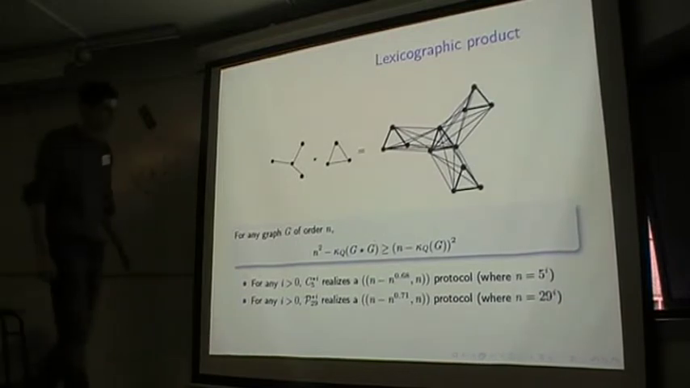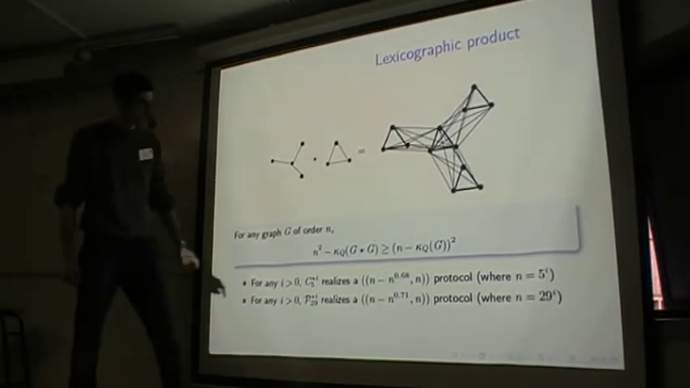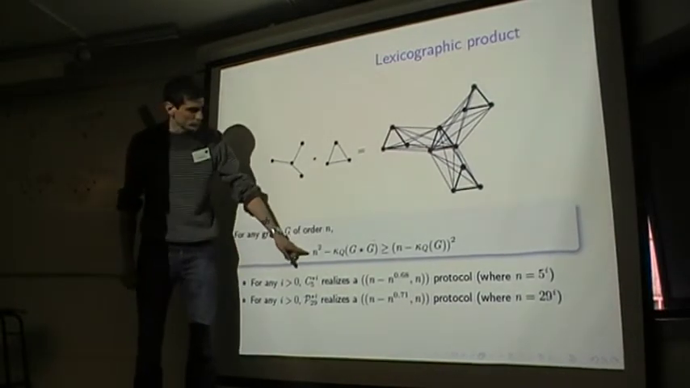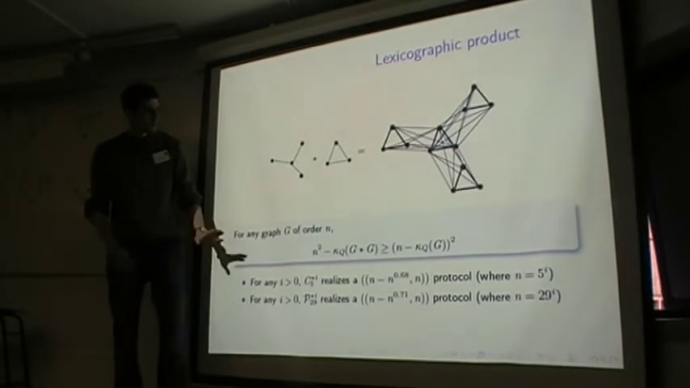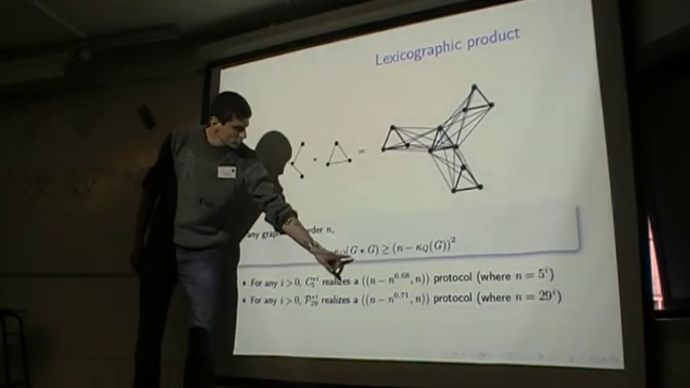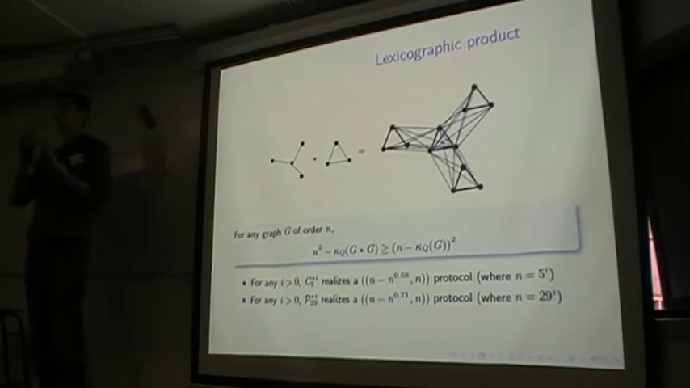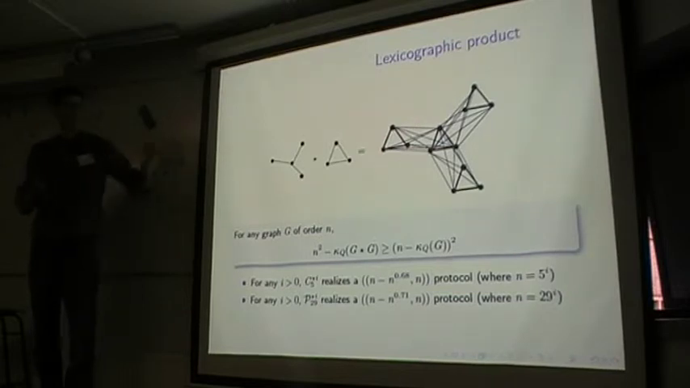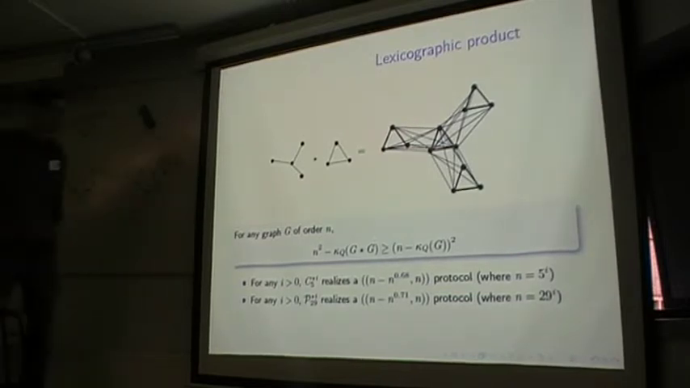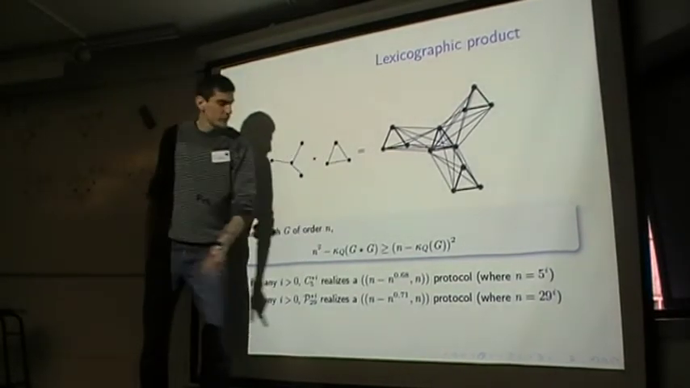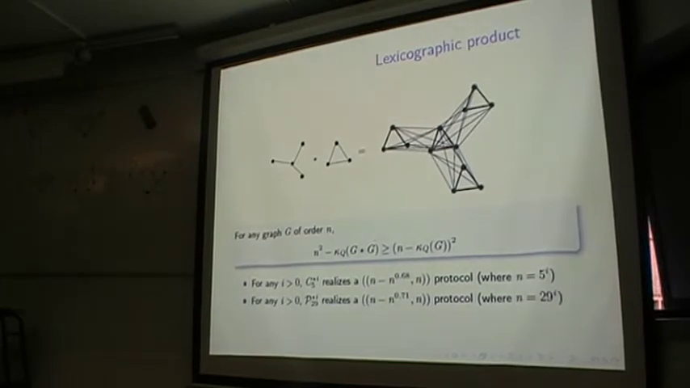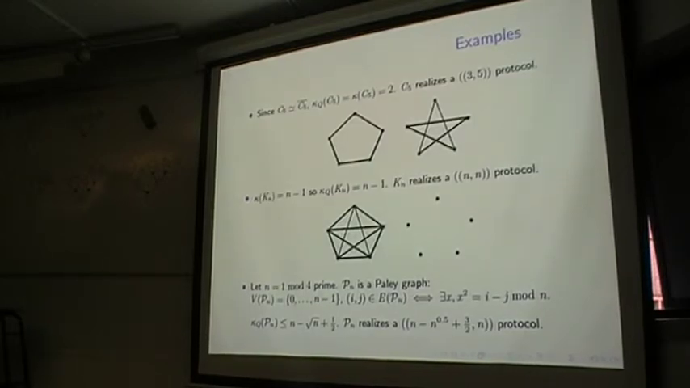And we can show that the kappa q of a graph, when we do the lexicographic product, evolves as follows. We have this equation where the star is the lexicographic product of the G and G. Using this formula, we can prove that if we start with the C5, the pentagon, and we do the product of copies of C5, then we end up with a protocol where the threshold is n minus n to the 0.68. So it's better than the previous one. Before we had n minus square root of n, so n minus n to the 0.5. Here it's better.